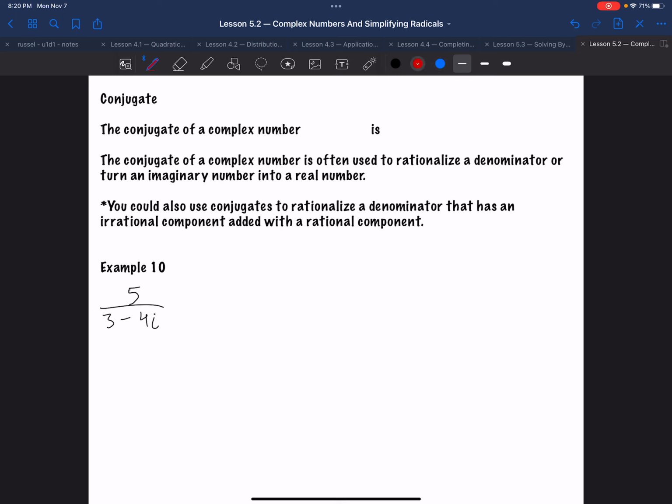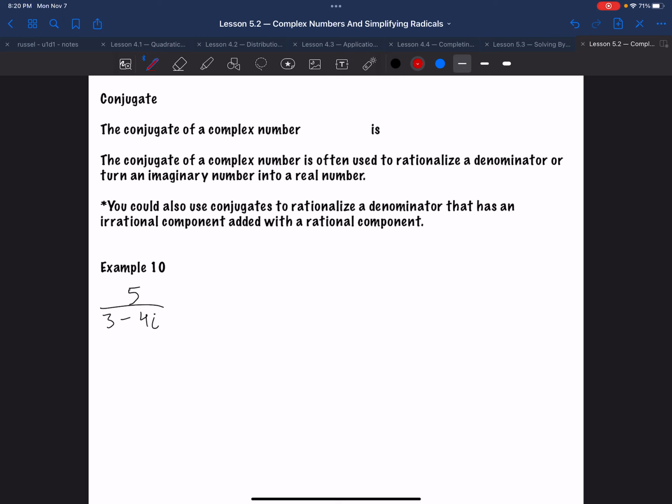All right, last one. And this is the idea of a conjugate. Anybody taking Spanish? Conjugate those verbs? Okay. Not really the same thing, but it has its own meaning in math.